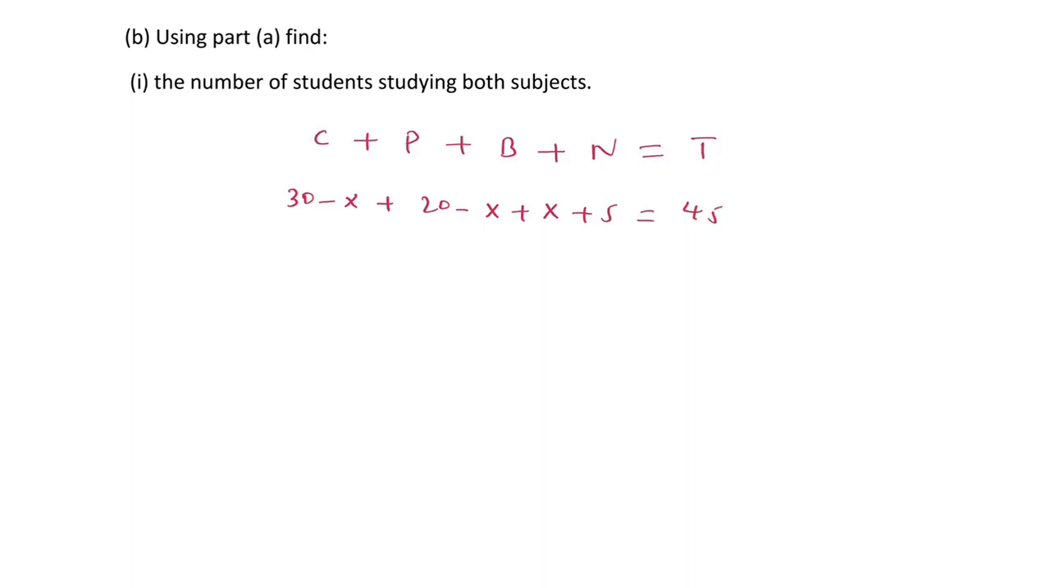Now let us combine the like terms. Our equation is going to be 55 minus x equals 45. Now let us make x the subject. Our equation is going to be x equals 10. Therefore, 10 is the number of students studying both subjects.